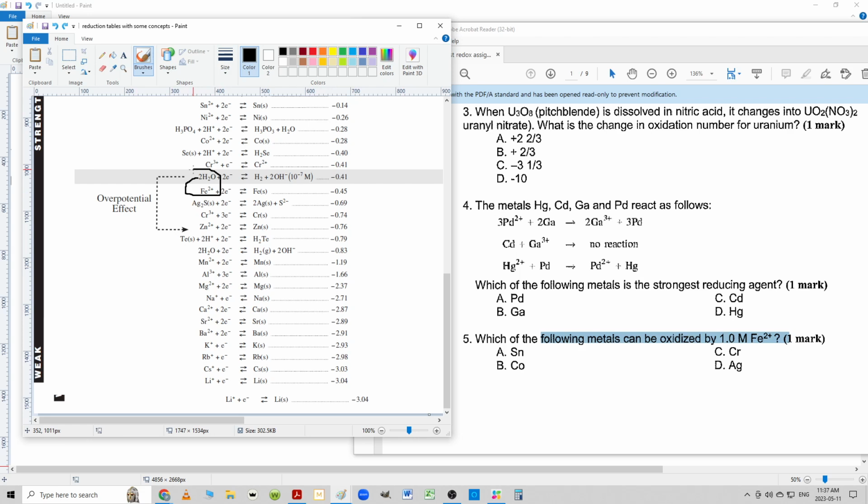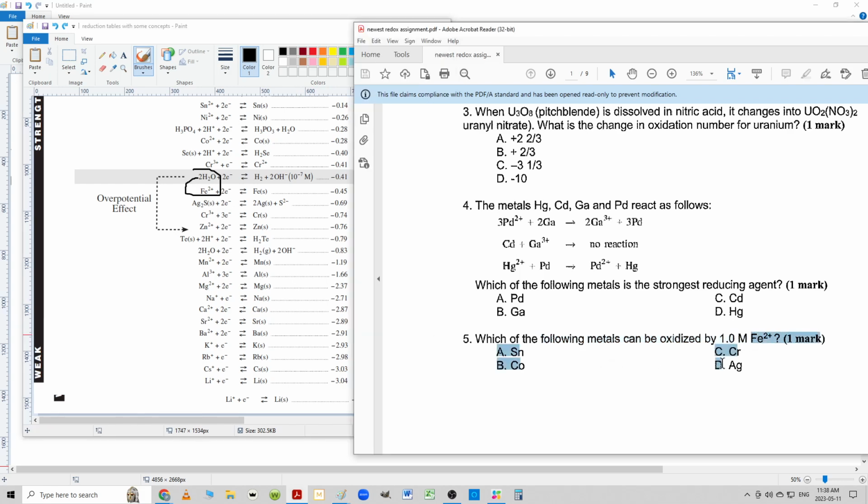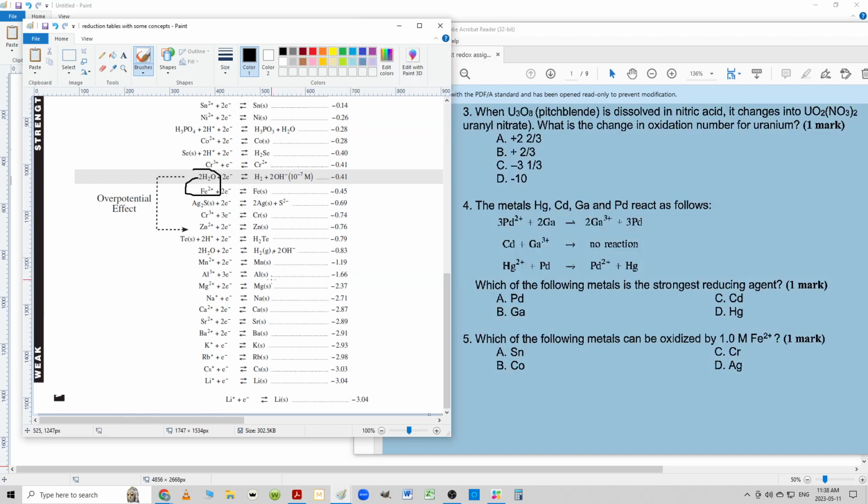So in order for this to be oxidized, that means that this would have to go there. This would have to be reduced, and the other thing will be oxidized. So let's see which one is below right. Let's see if we see any. There's Cr. Cr is right there. Is Sn?